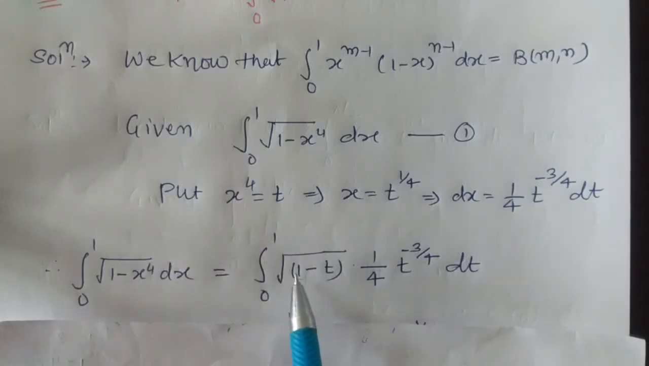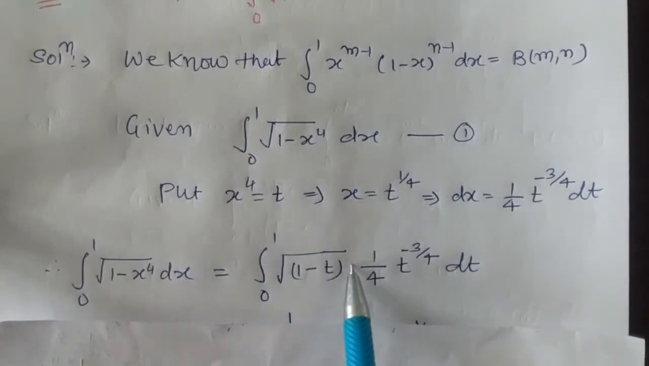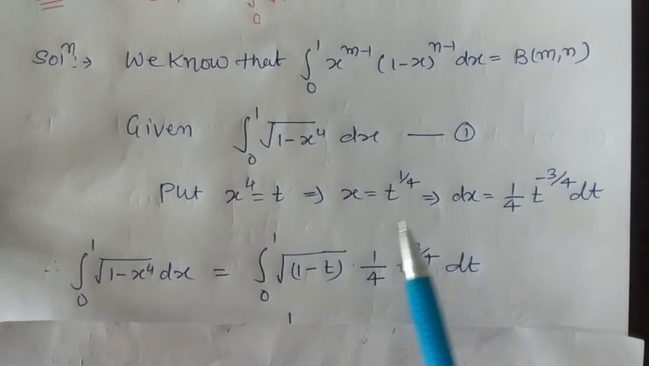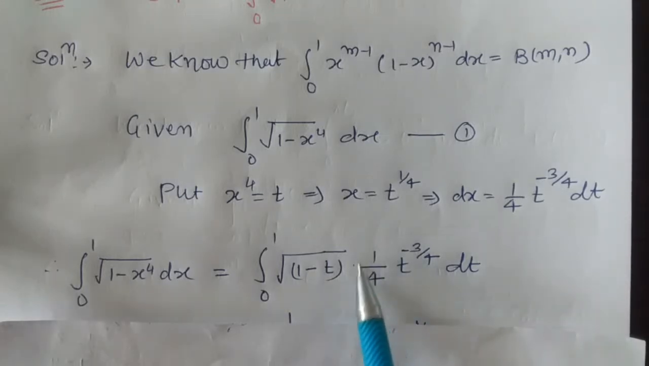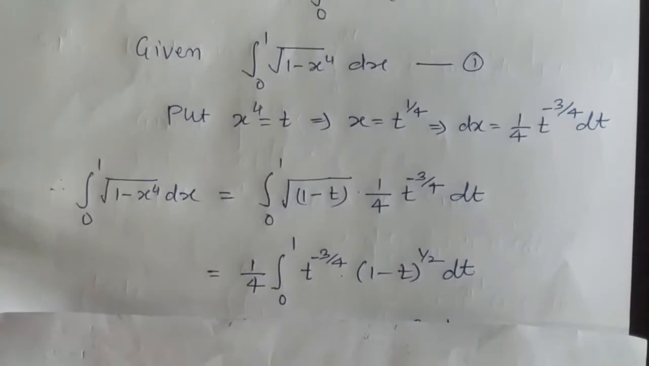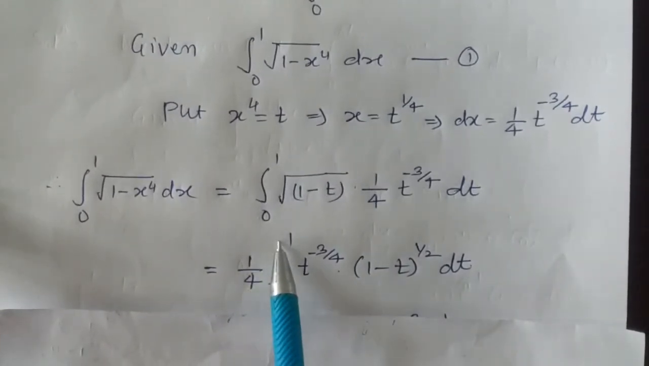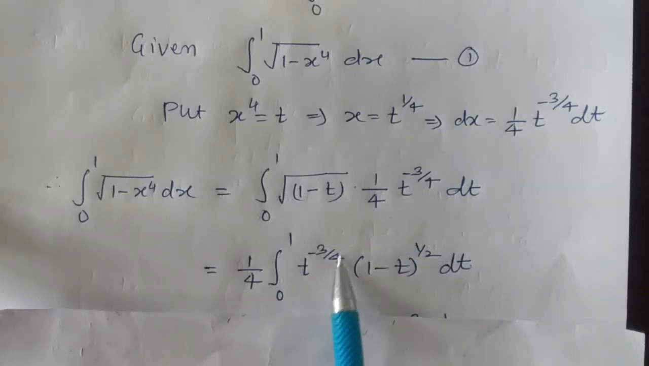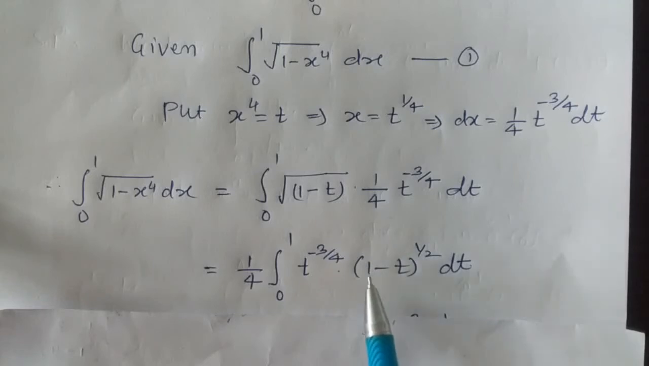Square root of 1 minus x to the power 4. So x to the power 4 is t, into dx. The value of dx is 1 by 4 into t to the power minus 3/4 dt. So here 1 by 4 is a constant, so we write it outside the integral, and then we have 1 by 4 into the integral from 0 to 1 of t to the power minus 3/4, into the square root which is power half, so we have 1 minus t whole power half dt.